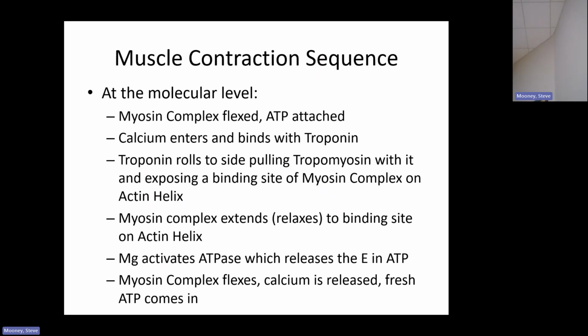As long as calcium is present, then what? It moves again. We reach to the next spot. Energy is released. We flex again. Okay, nerve impulse stops. Calcium is scavenged up by the T tubules. Calcium goes away. What happens? Now what happens? Disconnected. Everything slides back. So slide back to where you started.